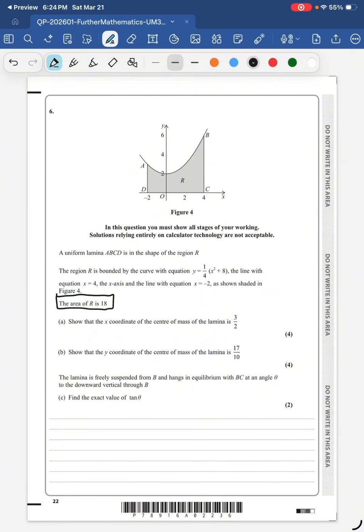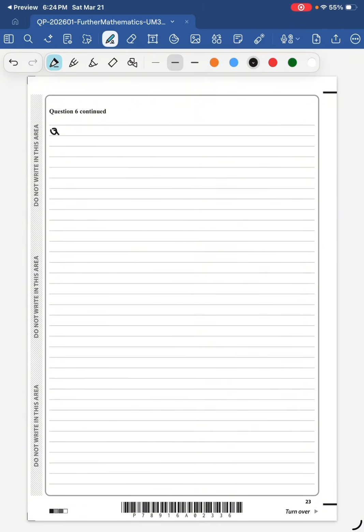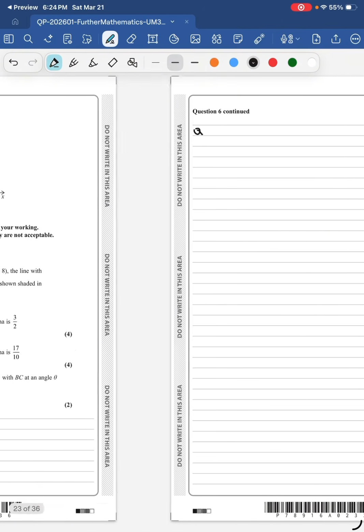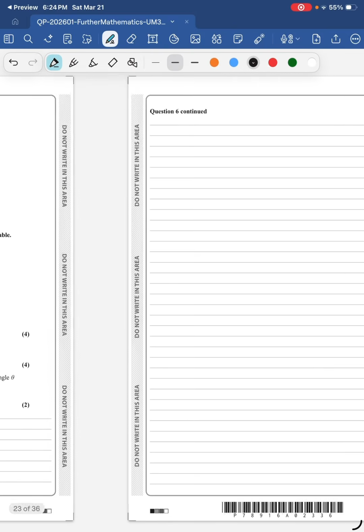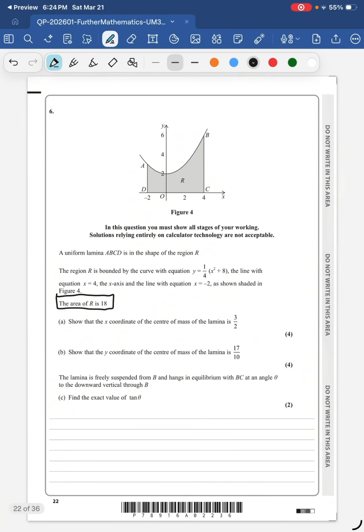A, show that the x-coordinate of the center of mass of the lamina is 3/2. B, show that the y-coordinate of the center of mass of the lamina is 17/10. Okay, let's do this part first. Actually, let's do A first. Don't know why I rushed into A and B at the same time. So, okay, actually, let's start here.